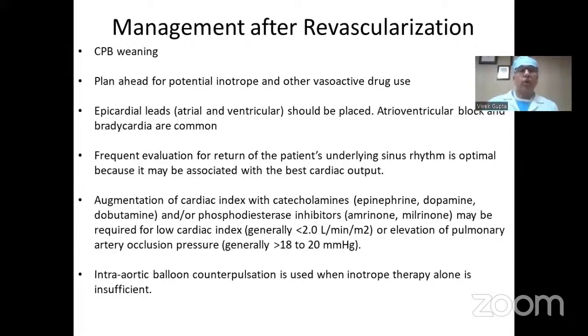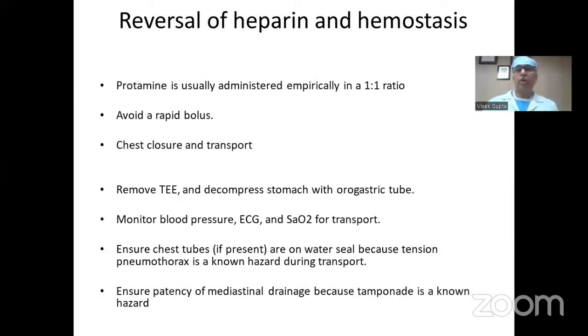Atrial and ventricular pacing on the epicardial lead may be required in the patient, especially if the patient is having AV block or bradycardia. And once the sinus rhythm has recovered, because this will give the best cardiac output, we should always maintain a sinus rhythm. If the patient is not responding to epinephrine, dopamine, or dobutamine, and the cardiac index is not improving, then the patient may require an intra-aortic balloon pump in the intraoperative period.